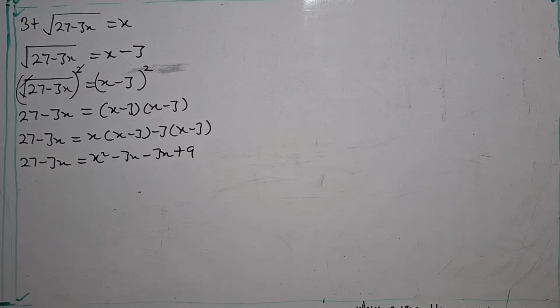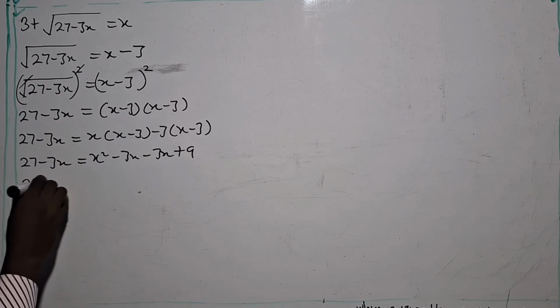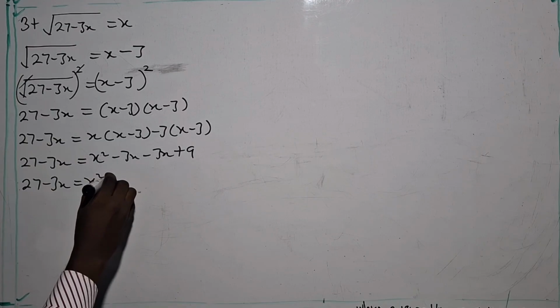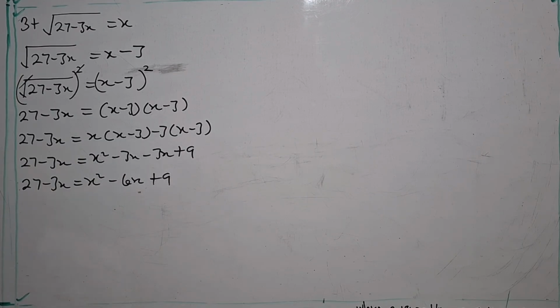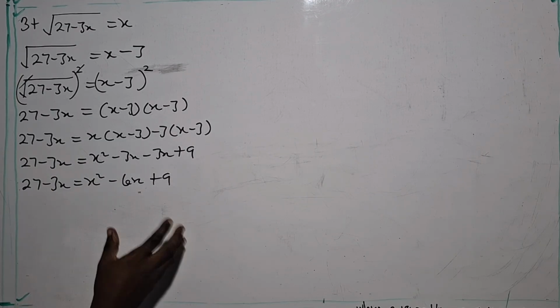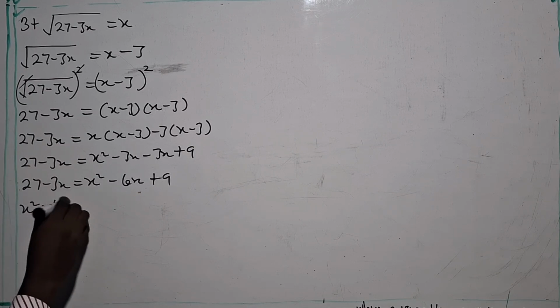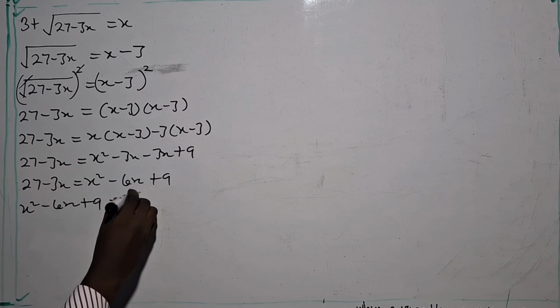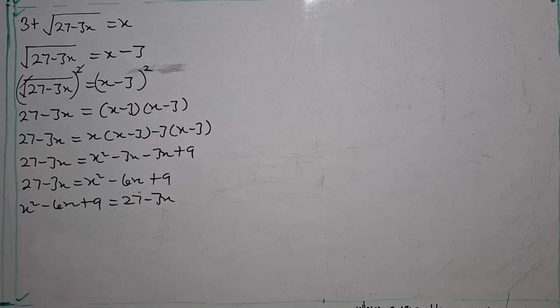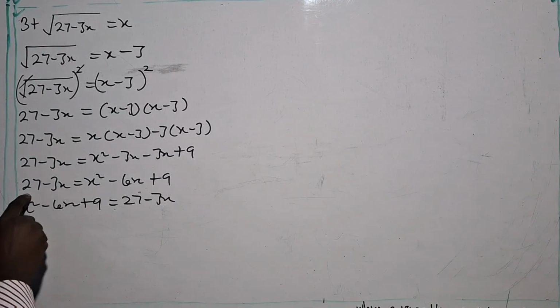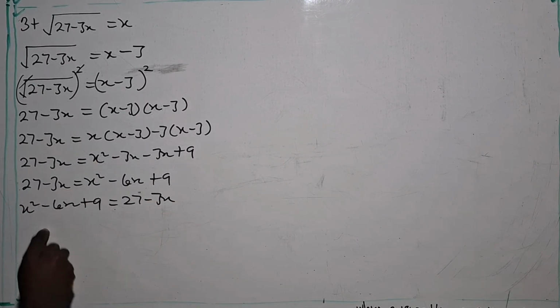If you don't know how to expand two binomials, it is on my channel, so follow closely. So 27 minus 3x is equal to x squared, and this one will give me minus 6x plus 9. To make the equation easy for me, I'll bring the x squared minus 6x plus 9 and leave 27 minus 3x, which is the same thing. Me bringing this one here, this equation means that this is equal to this. So me moving this and sending all this one here doesn't change anything.